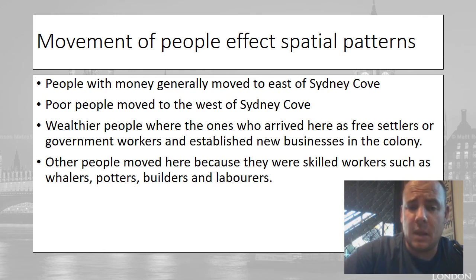Interestingly enough, the reason why Mosman became such an important place was because the person who came over here and established Mosman was in fact a whaler, and there was a whaling port, and that's why it was really important. So people who moved over here moved to specific areas. If you were rich, you moved to East Sydney Cove, and if you weren't so rich, you moved to the west. As a result, it gave the foundation of population patterns which we see now.